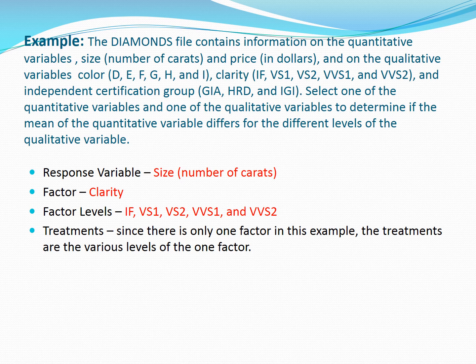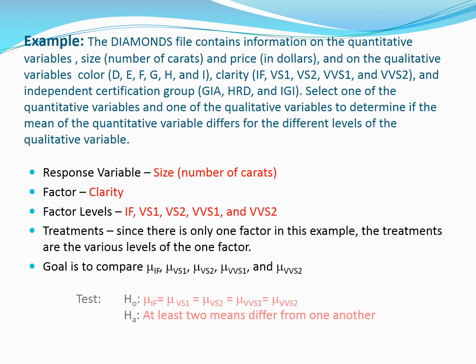Okay, so we have a response variable as size, and what I'll encourage you to do with this data set is to go and play around. Change it to price. Those are your 2 possibilities. You can either do size or price. For the factors, you can do clarity, you could do color, you could do certification group. Obviously, as you change the factor, the levels are going to change. But I want you to do one-way analysis of variance, and so the factor levels are going to be the treatments. We have 5 treatments that we're going to work with in this particular example.